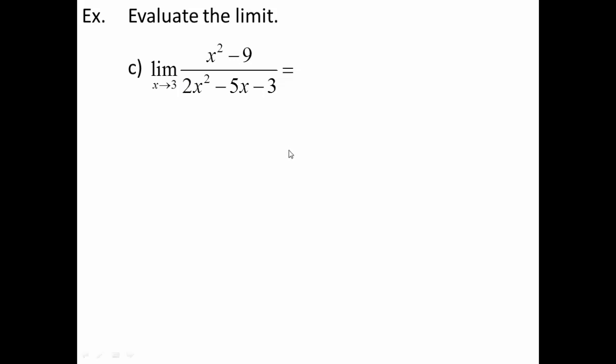Limit as x approaches 3 of x squared minus 9 over 2x squared minus 5x minus 3. Pause here if you need, play when you're ready. Hopefully you're starting to get the hang of this.